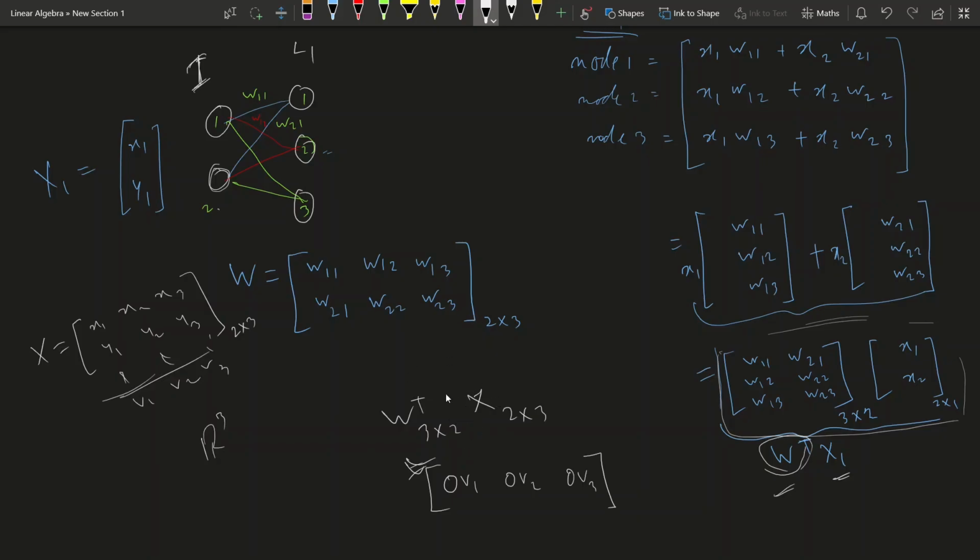So this is basically what you are doing: you are mapping this v1 into the column space of W transpose. Similarly, you're mapping v2 into the column space of W transpose. So all these data points will be mapped into some space. You are doing a linear transformation onto it. But since this is a linear transformation, the orientation of these 3 points will be maintained.